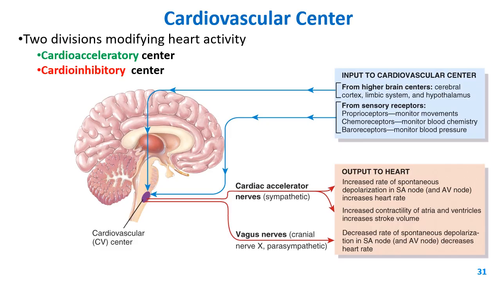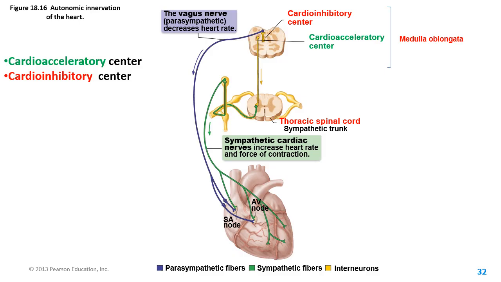So look at what is going on here. I modified this figure from the book because I thought the figure was too busy, so I tried to make it simple. Here at the medulla you have your cardiovascular center. You have your inhibitory center that I put in red, and then you have your acceleratory center. Look at this: from your inhibitory center, a nerve goes straight from the medulla to the heart. This is your vagus nerve.